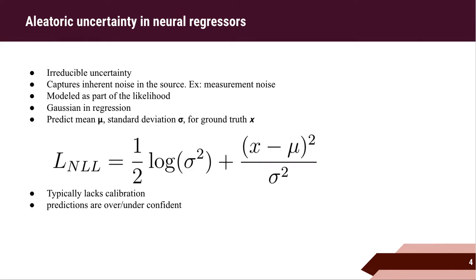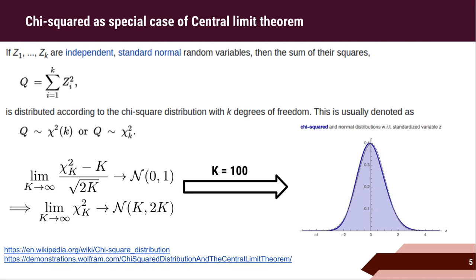In typical probabilistic neural regressors, aleatoric uncertainty is modeled as a Gaussian distribution, and the negative log likelihood of the Gaussian is used as the objective function to train the neural regressor. Predicted uncertainties are generally over or underconfident and they lack calibration.